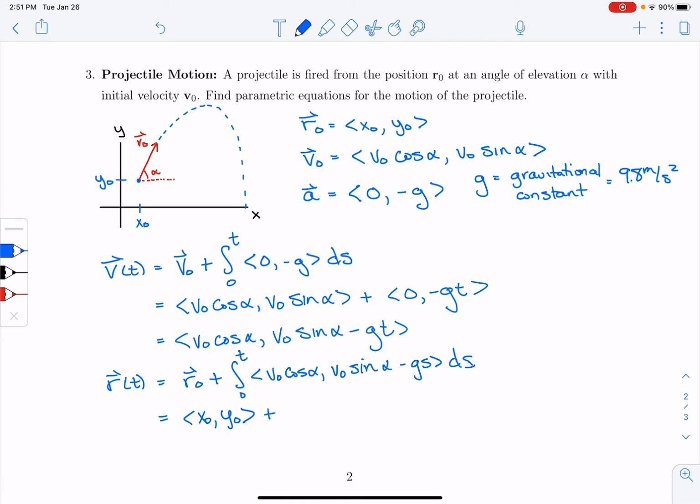That's going to give me v0 cosine alpha is just a constant. So that's v0 cosine alpha t. And then v0 sine alpha is just a constant. So that's v0 sine alpha t. And then when I integrate minus gs from 0 to t, I'm going to get minus 1/2 gt squared.